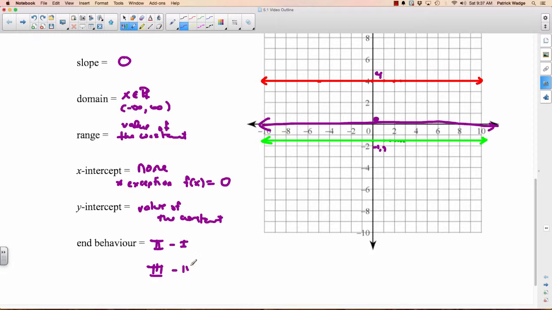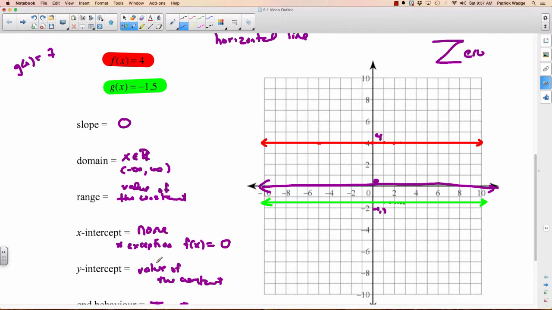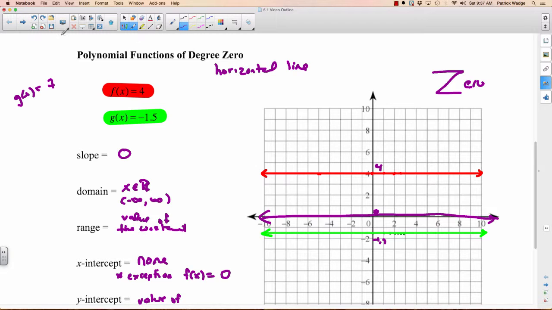And those are kind of your two options, except again for this exception one, this one doesn't really go in any quadrants. We don't consider the x-axis a quadrant. But we're going to keep this as our end behavior, either from 2 to 1 or from 3 to 4. Okay, and that's it. That's the main things you need to know about polynomial functions of degree 0.